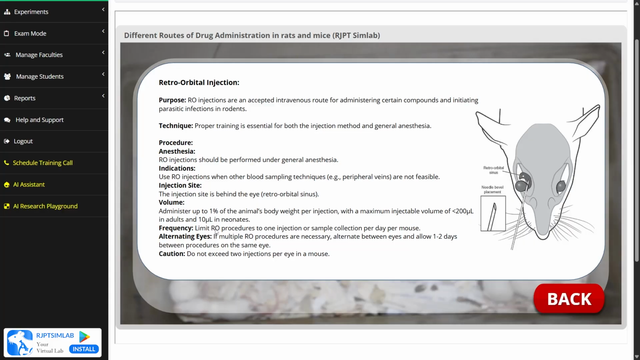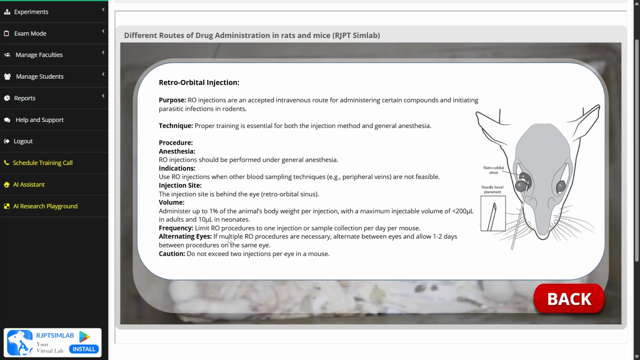Frequency. Limit retroorbital procedures to one injection or sample collection per day per mouse. This is a very important point, which says that we have to reduce the use of this method on a single animal or a single eye. As an alternative, we can use the other eye, and we have to give a gap for the same animal before performing this procedure.